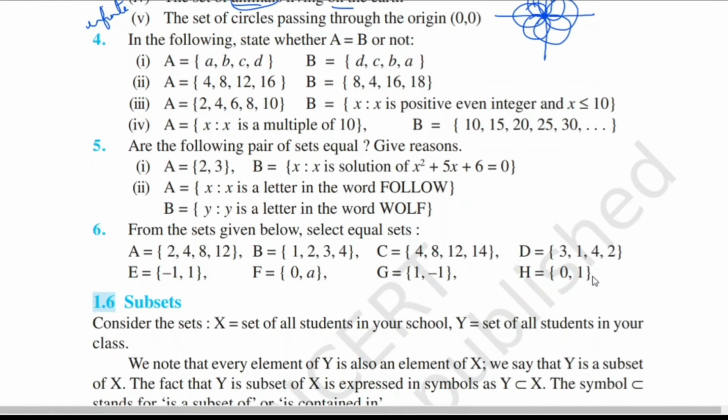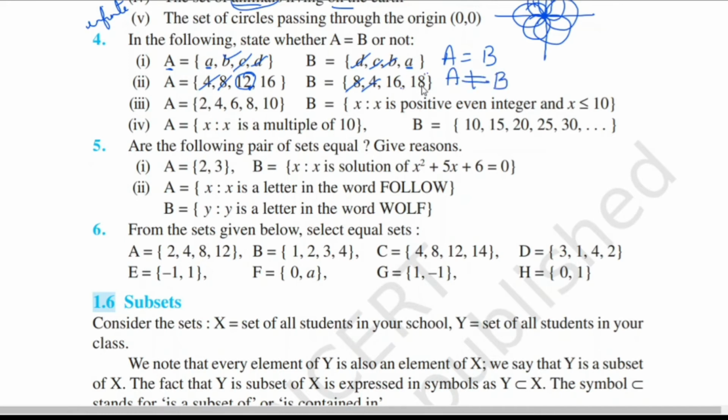Let us see what the fourth question asks us for. In the following, state whether A is equal to B or not. Okay. So in A, this is here, and here. Order is okay, children. B is here, B is here. C is here, C is here. D, yes. In this case, A is equal to B. In the second one, 4 and 4 are there. 8 is here, 8 is here. Okay, 12 is in A, but 12 is not there in B. We say A is not equal to B.